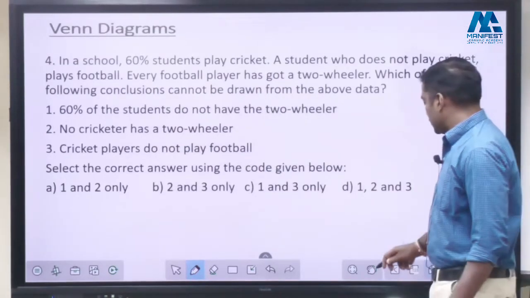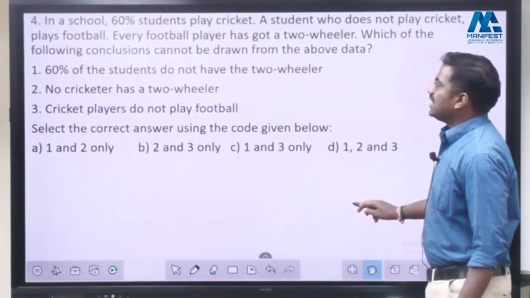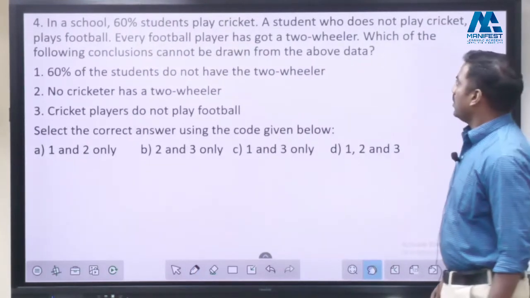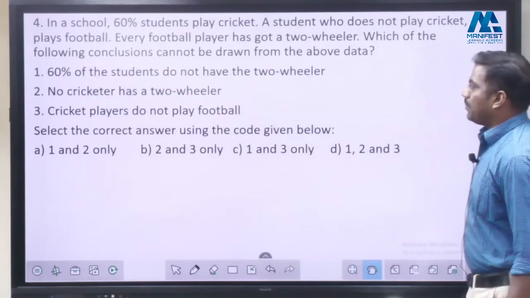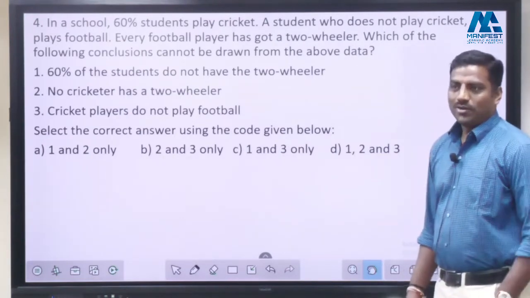Next. In a school, 60% students play cricket. A student who does not play cricket plays football. What does that mean?